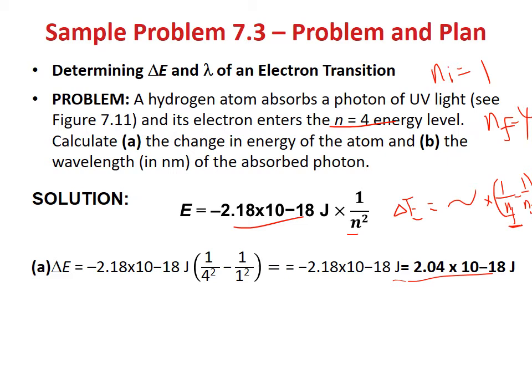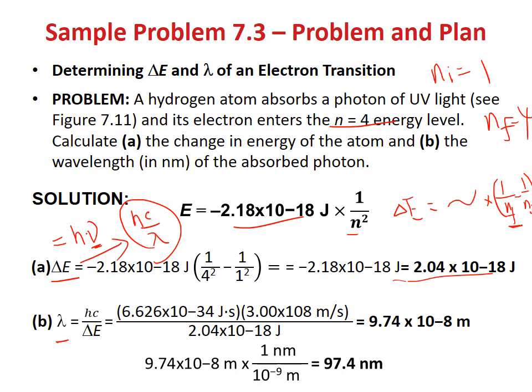Now, next one is to calculate the wavelength. For the wavelength of the photon absorbed, the energy should equal delta E. So delta E should equal the energy of photon, which is Planck constant times frequency. The frequency is calculated by speed of light divided by wavelength. So Planck constant times speed of light divided by wavelength should equal delta E. And therefore, the wavelength is Planck constant times speed of light divided by delta E, and delta E was just calculated. Here is the Planck constant, and this is the speed of light.